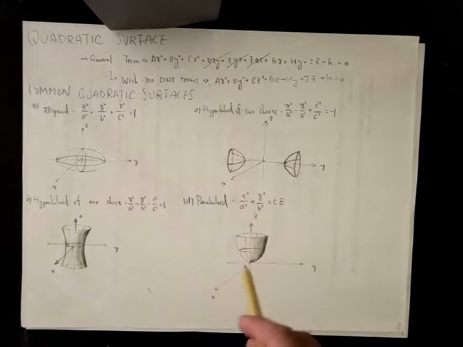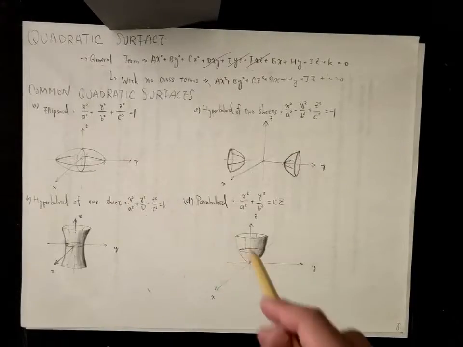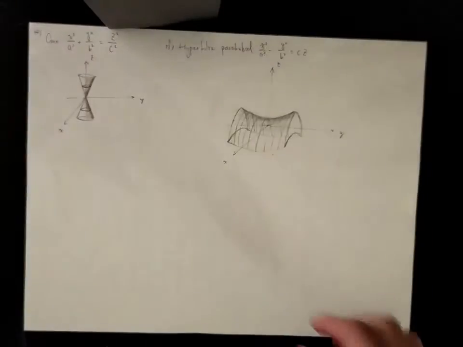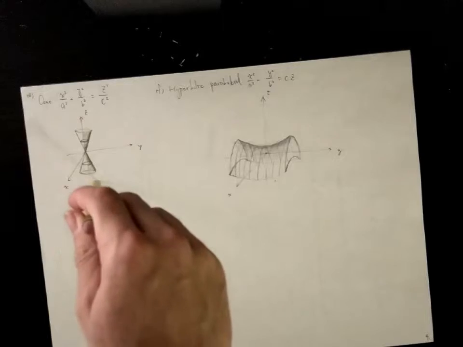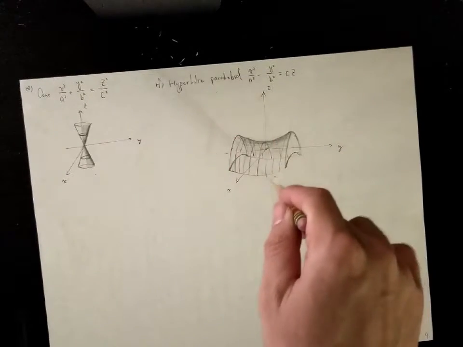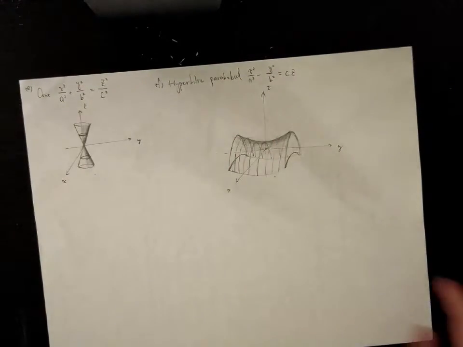Yeah, this is basically all just graphs. So this is a paraboloid like this, and a cone like this, hyperboloid, paraboloid like this. So basically, yeah, this is pretty much it.